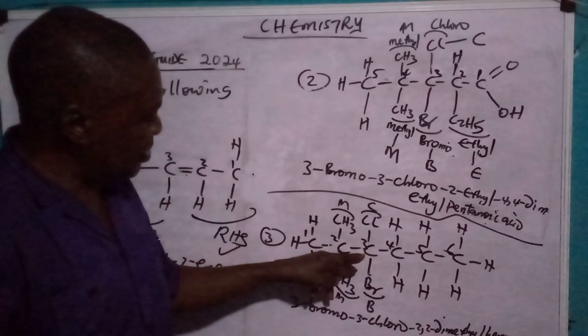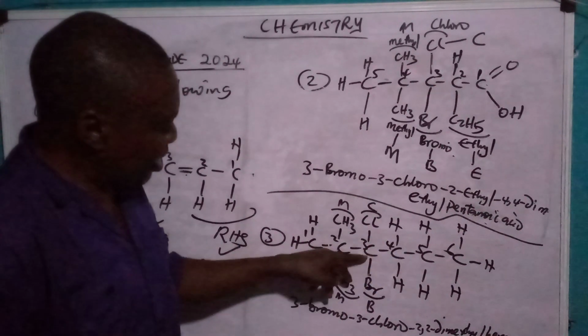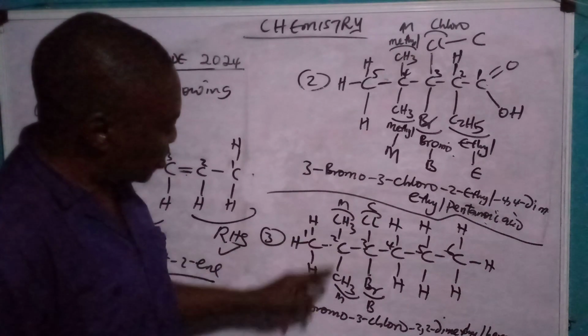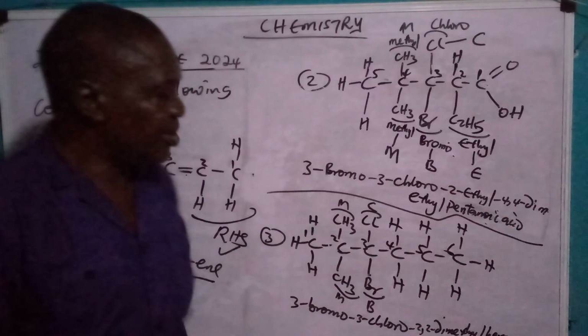Bromo on carbon three, chloro on the same carbon three. If it was before, it would be four-chloro, but this one is three. So 3-bromo, 3-chloro, 2,2-dimethyl hexane, because it's a single bond.